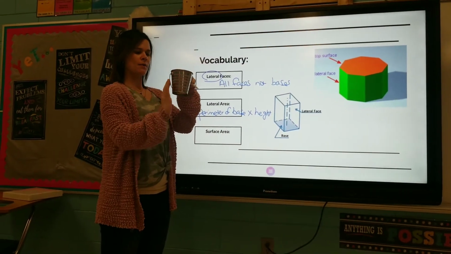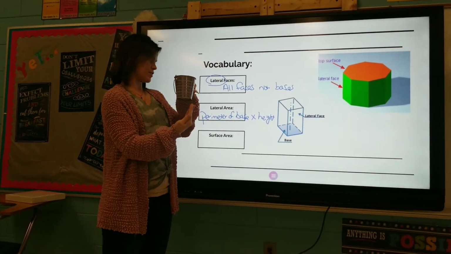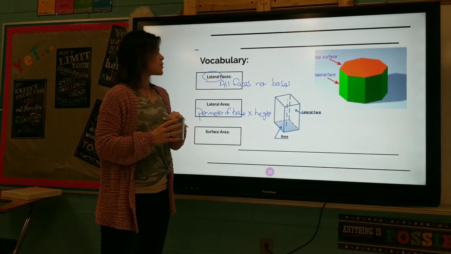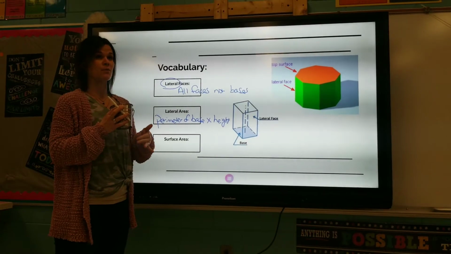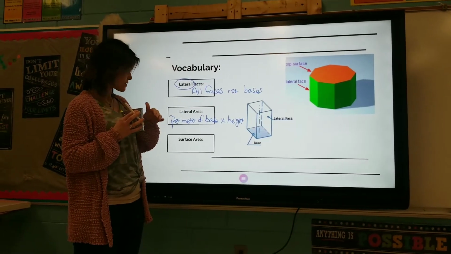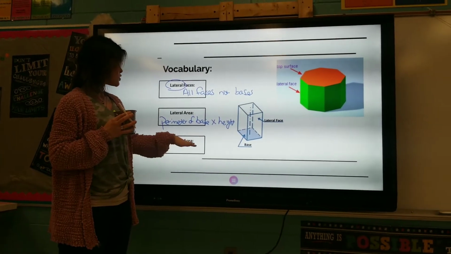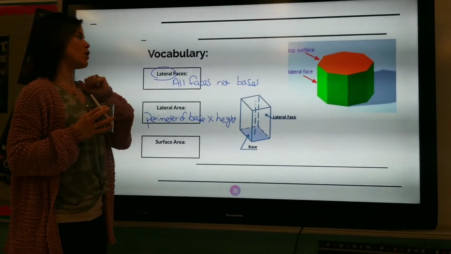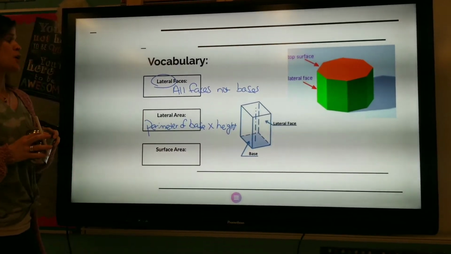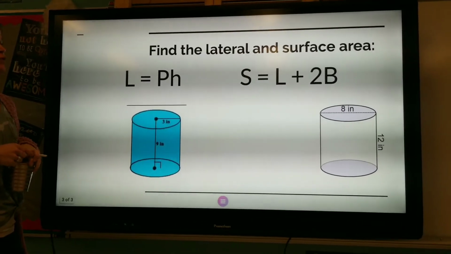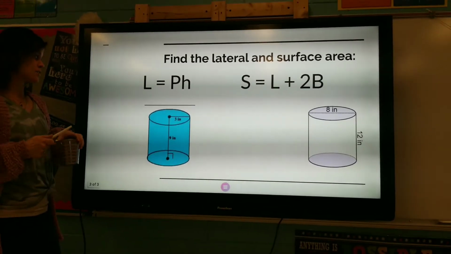So we were talking about this distance around the side of our cylinder, okay? So again, to find the lateral area, we will be finding the perimeter of our base and multiplying that by how tall it stands, the three-dimensional shape stands. Surface area, we know that's the area of all of our faces combined, okay? So best way to do this is to just go ahead and get started. If you don't have a calculator, I recommend getting one since we're doing circles.